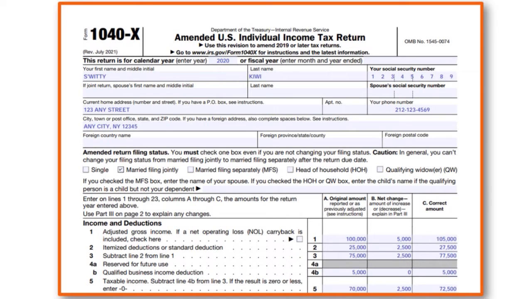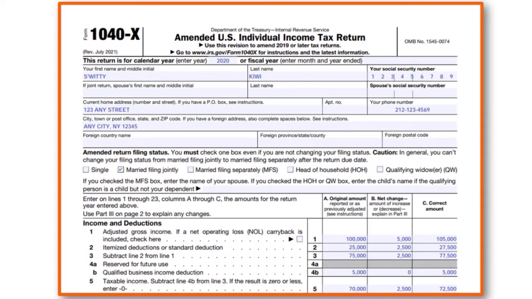Because see, you're telling the IRS, listen, I'm trying to amend my tax return because I made a boo-boo, or I made a little mistake, whatever. So here on column A, you have the original amount reported. Column B is the net change that you want to affect, and column C is the correct amount. You can see that on line 1, I put just the gross income, it was 100,000, and then the net change of 5,000. Now I have 105,000. For itemized deductions, it was 25 grand before, the net change is 2,500, and now I have 27,500.